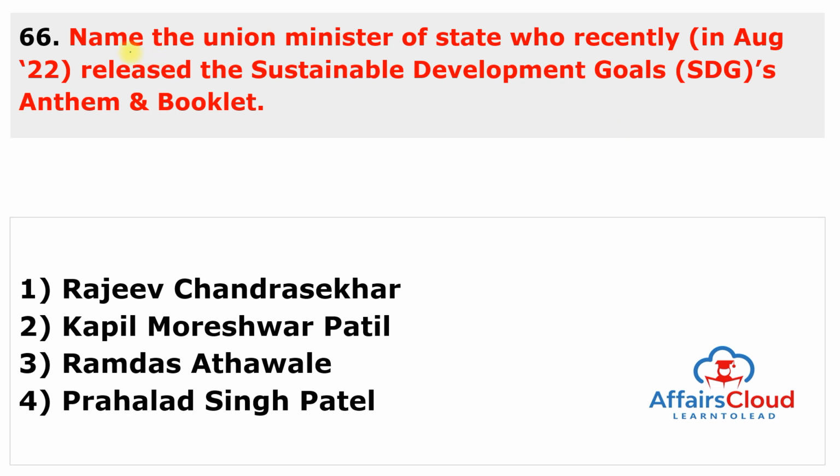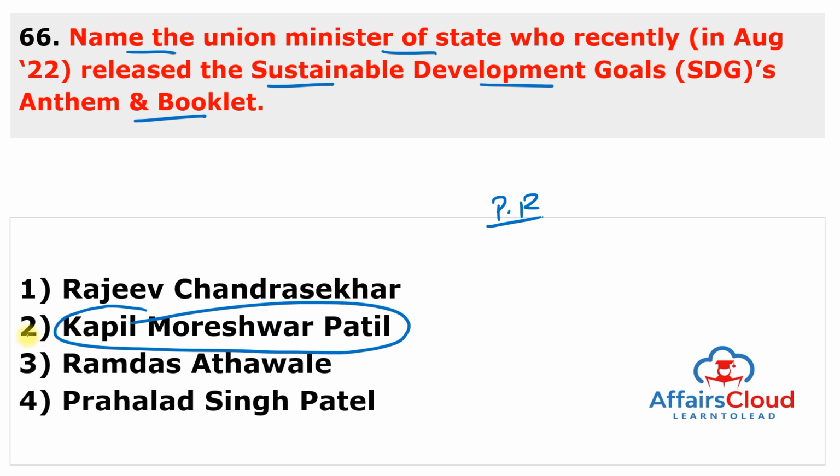Next question is, name the Union Minister of State who recently released the Sustainable Development Goals Anthem and booklet. So, this is the Union Minister of State for Panchayati Raj, and name of this minister is Kapil Moreshwar Patil ji. So, answer of this question is second.